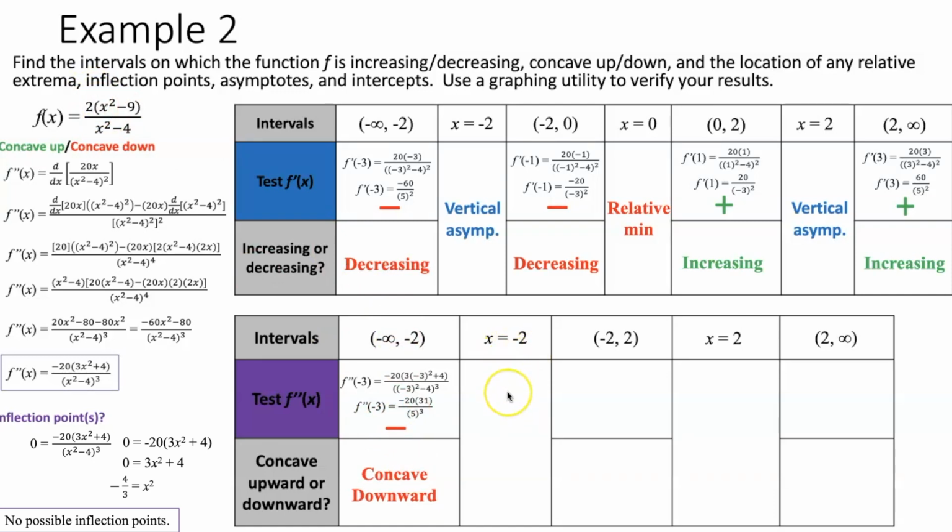Again, at x equals negative 2, we have that vertical asymptote. Now we check on this side of the asymptote. We pick an x value on this interval. How about 0? I'm going to take 0, plug it in for x in our second derivative over here. I simplify. I end up getting negative 20 times 4 over negative 4 cubed. Now negative 4 cubed, that's going to be negative. This up here is also going to be negative, which means we have a negative over a negative.